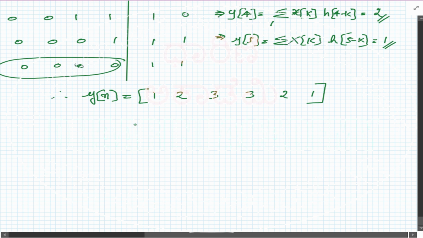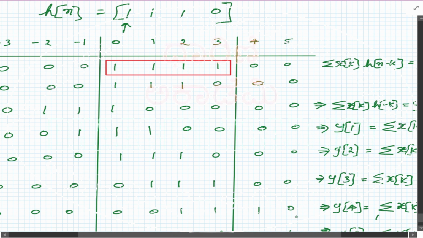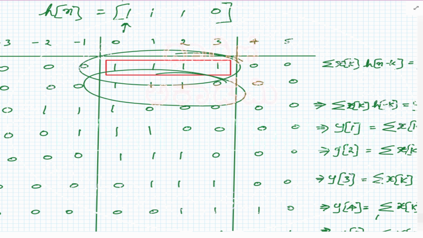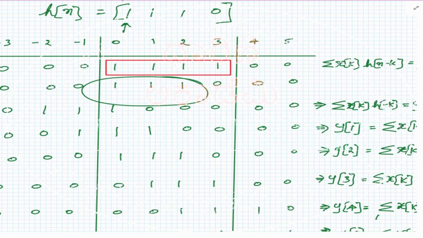right? So now, we started with the concept that x of n is represented in the form of a linear equation, right? So the linear equation was 1 into delta of n plus 1 into delta of n minus 1 plus 1 into delta of n minus 2 and so on, correct? So that's what 1 1 1 1 stands for, correct? The same thing you can apply for h of n also, but h of n is the impulse response, right? That is 1 1 1.